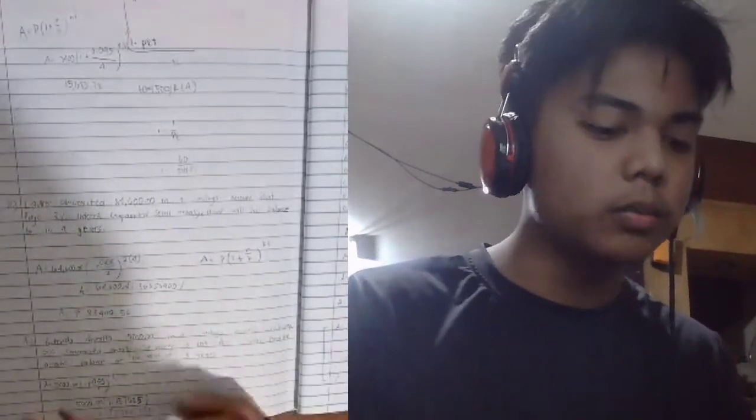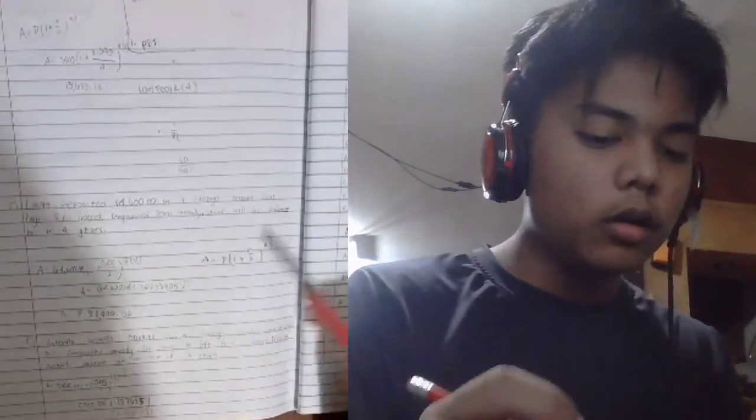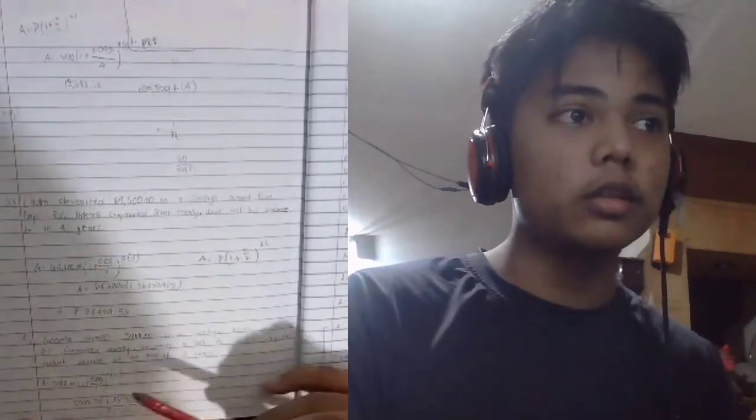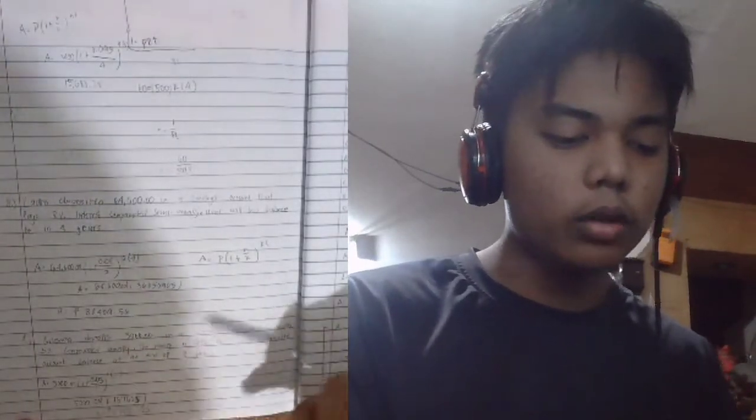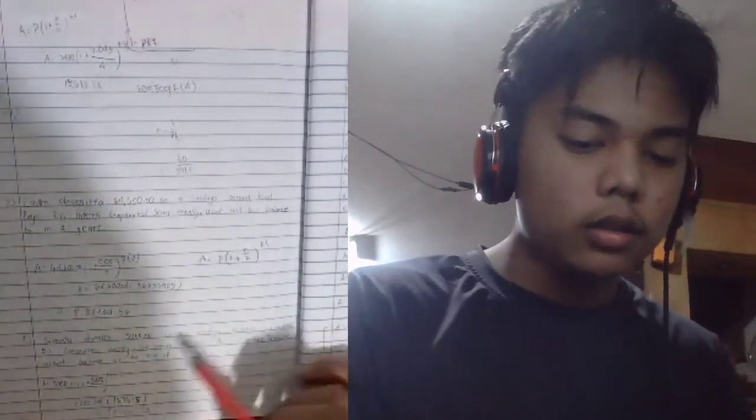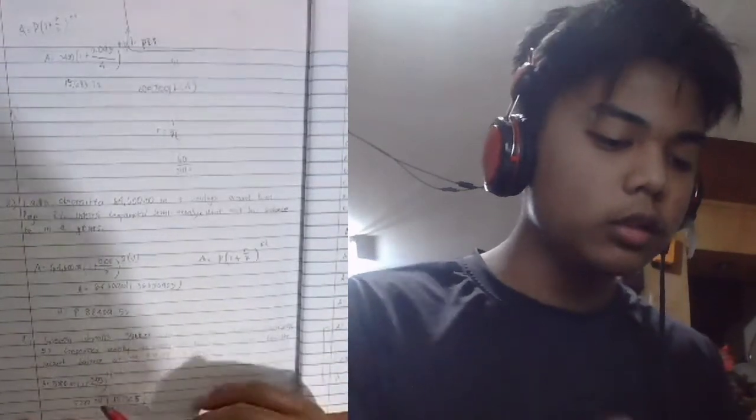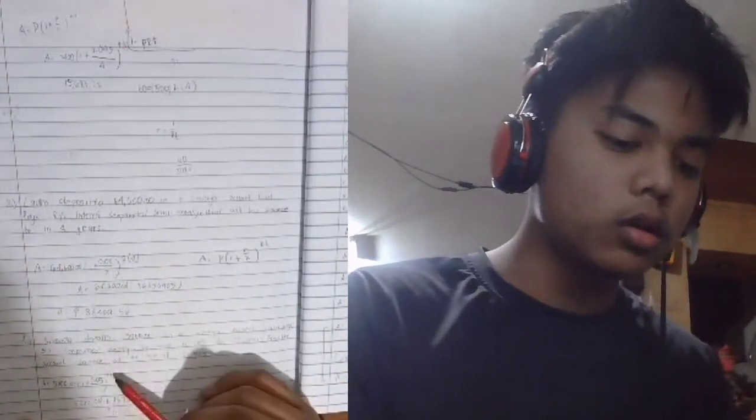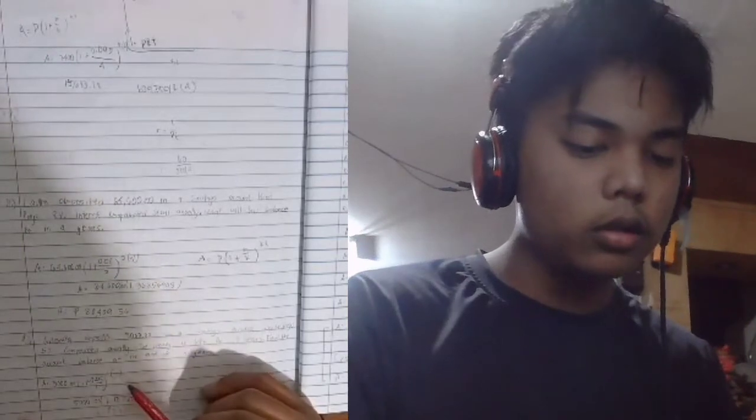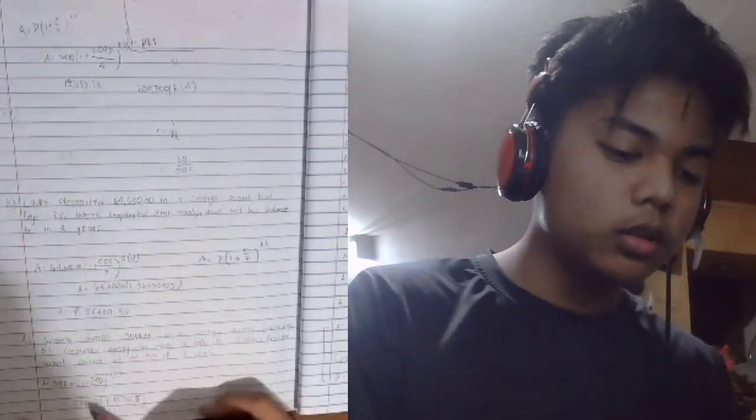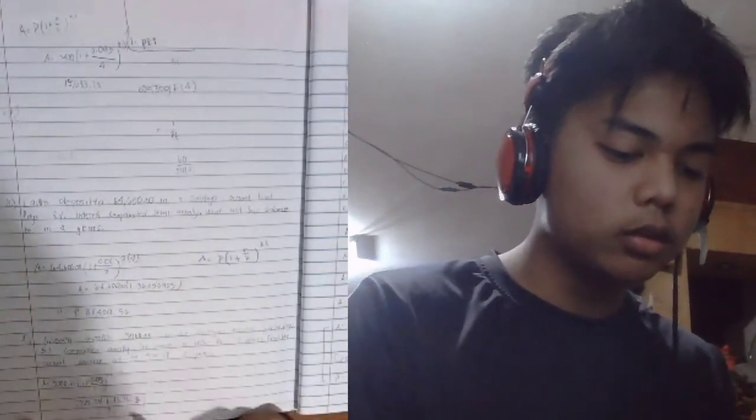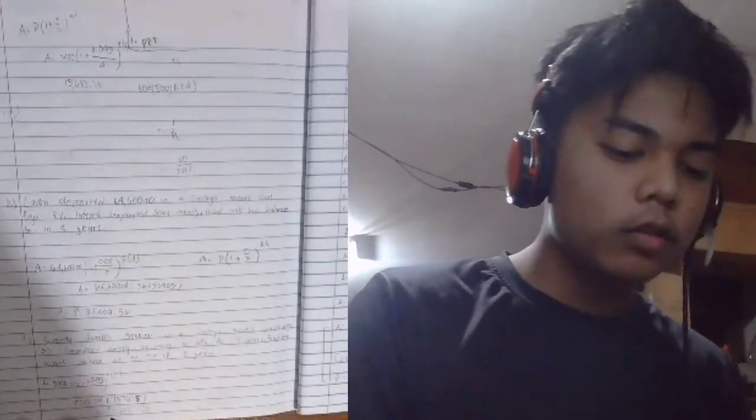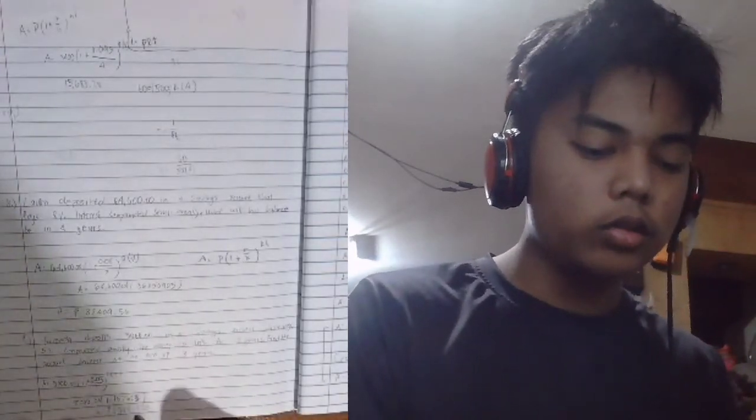For number 9, Glenda deposits 5,000. That will be our principal, which is 5,000. And for 5%, we have to convert it again to decimal, which means 0.05. It says here annually. Annually means it will be 1. So 1 here and 3, which is time. After solving these, we multiply our answer with 5,000 and we get our final answer, which is 5,788 and 125 cents.